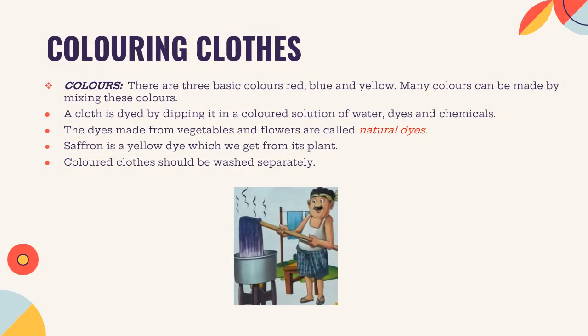Coloring clothes. Colors. There are three basic colors: red, blue, and yellow. Many colors can be made by mixing these colors. A cloth is dyed by dipping it in a colored solution of water, dyes, and chemicals. These dyes, made from vegetables and flowers, are called natural dyes. Saffron is a yellow dye which we get from its plant. Colored clothes should be washed separately.